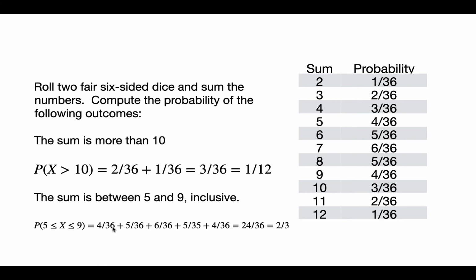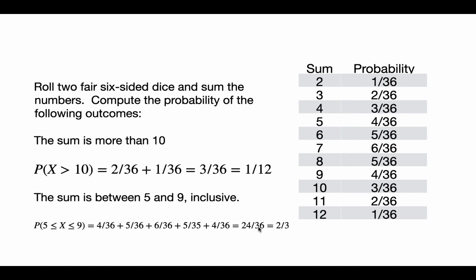So notice that the probability of 5 is 4 over 36, probability of 6 is 5 over 36, probability of 7 is 6 over 36, the probability of 8 is 5 over 36, and the probability of 9 is 4 over 36. These should add up to 24 over 36, which I got 2/3 when we go to reduce. Let's see: 4, 9, 15, 24. So 24 over 36. Hopefully that's what you got.